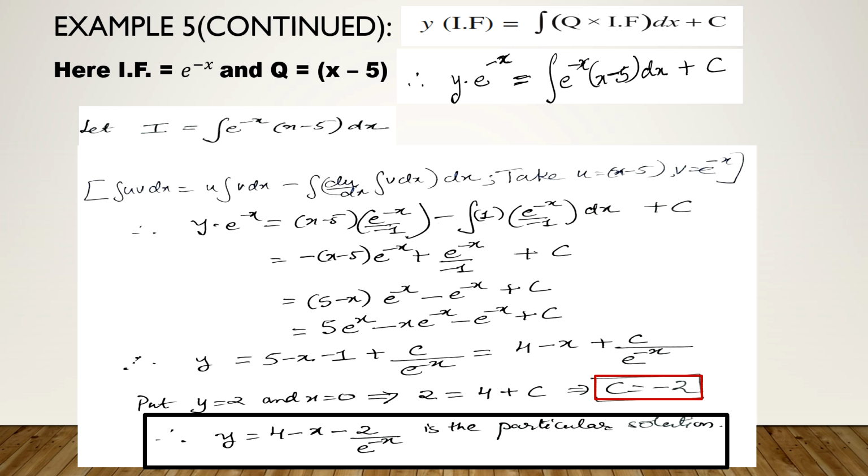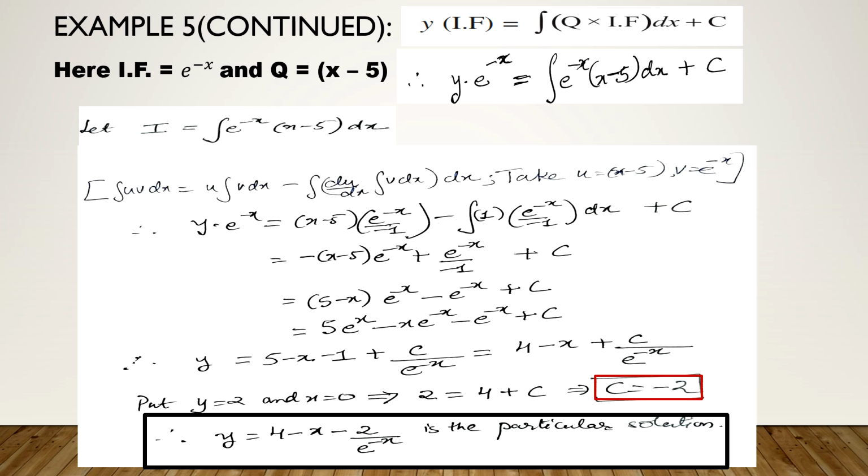Now, let I be integral e raised to minus x into x minus 5 dx. Use the multiplication rule, but again I am telling you, take care while choosing your functions u and v. So over here, choose your function u as x minus 5 and v as e raised to minus x. Put the values, you will be getting that integral as minus of x minus 5 into e raised to minus x plus e raised to minus x upon minus 1 plus c when you simplify it.